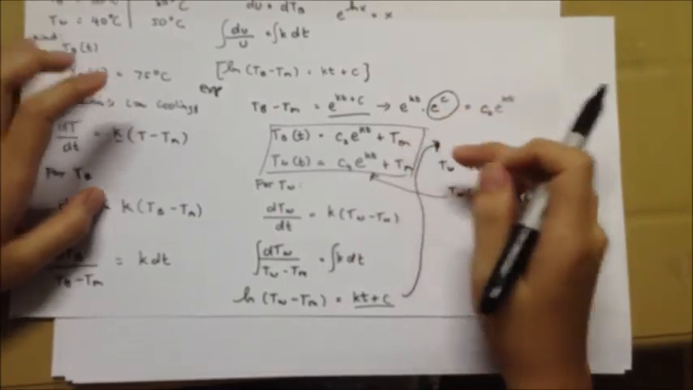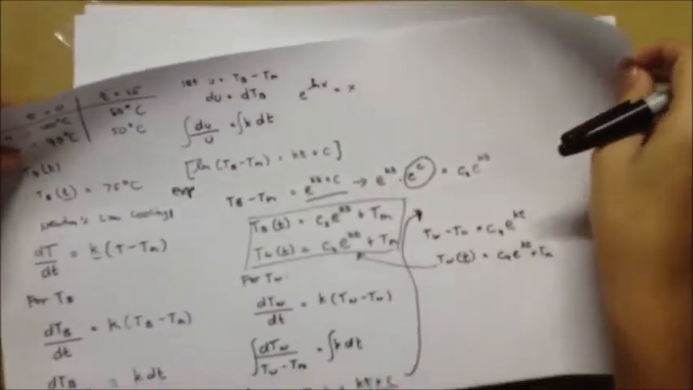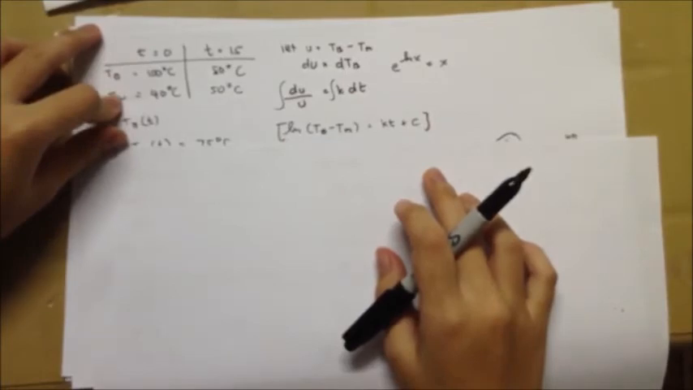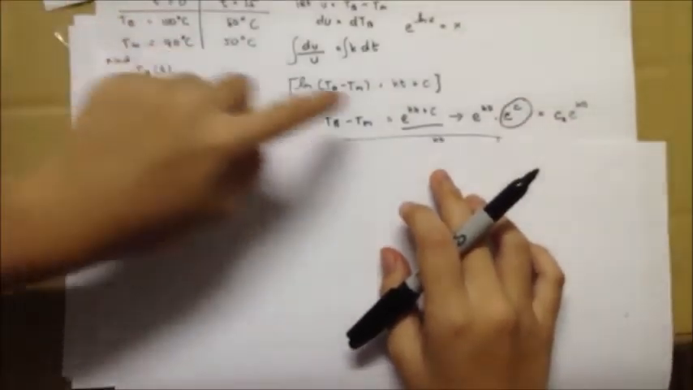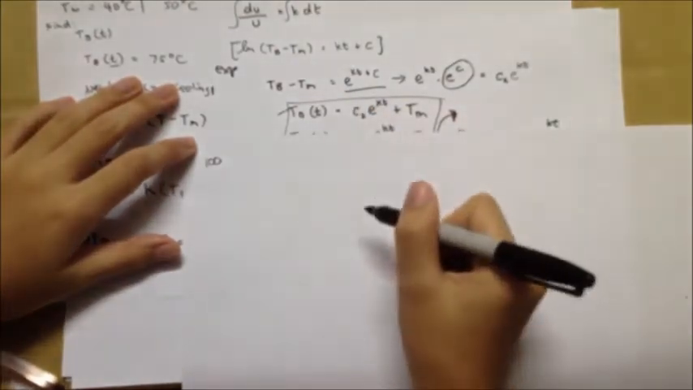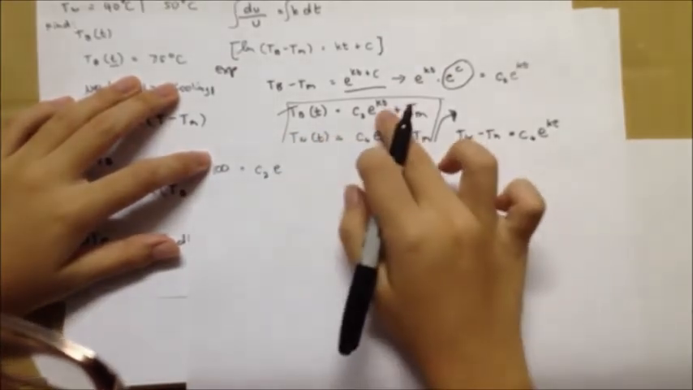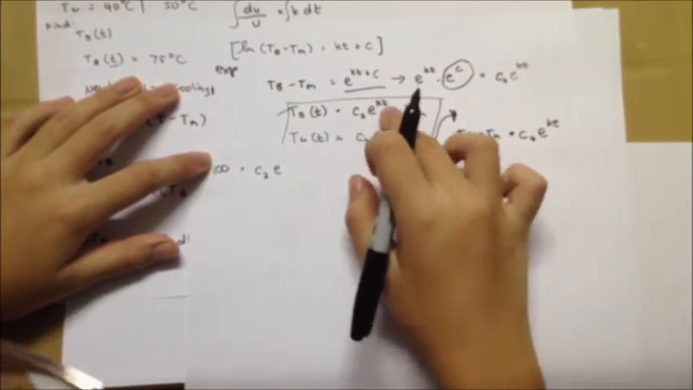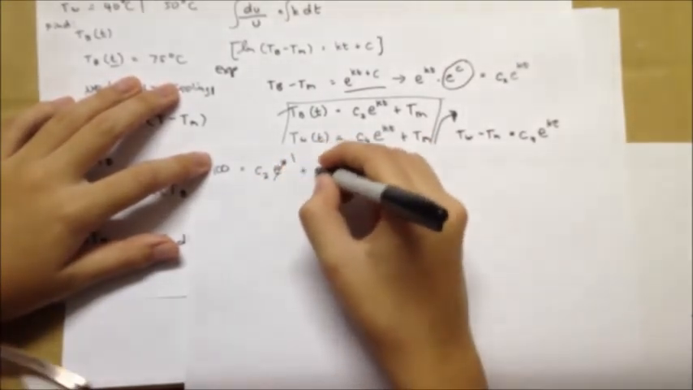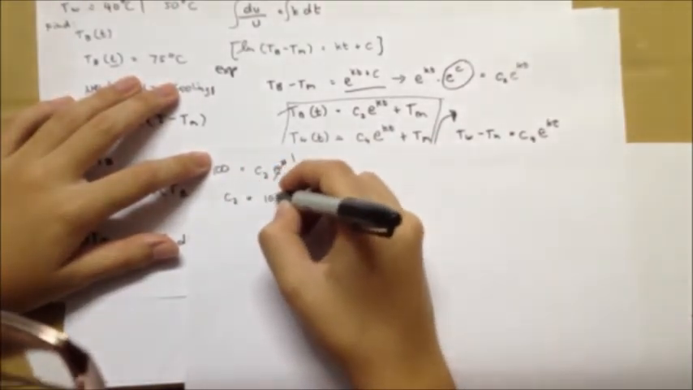To solve for the temperature of your surrounding, we are going to use the data given here. We are given that at time equal to 0, the temperature of your ball is 100 degrees Celsius, while that of your water is 40 degrees Celsius. Substituting this data here, for the temperature of your ball, referring to the first equation, we have 100 equal to C2 e raised to 0 plus Tm. Take note that the time here is equal to 0, but e raised to 0 is just equal to 1. So this is just equal to C2 plus Tm. Now, solving for C2, C2 is just equal to 100 minus Tm.